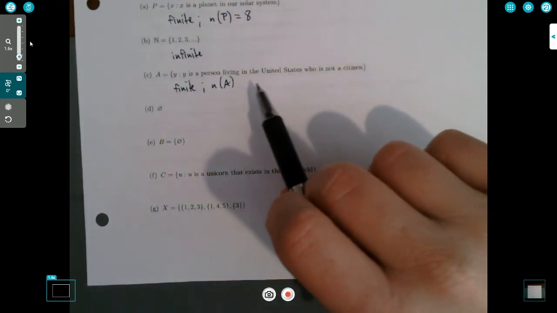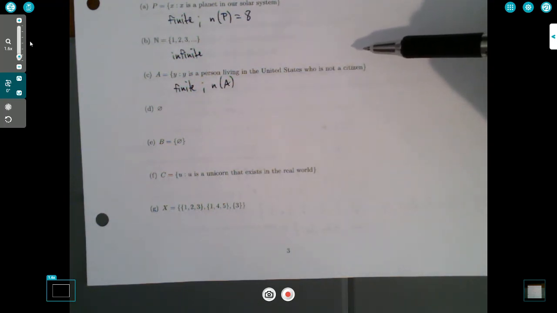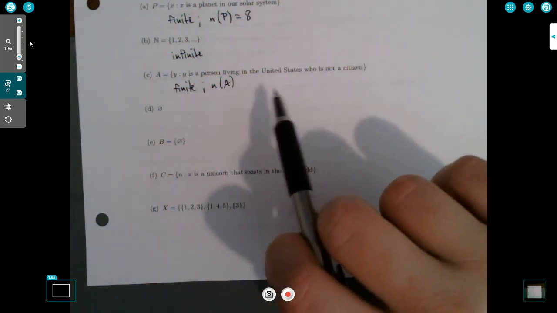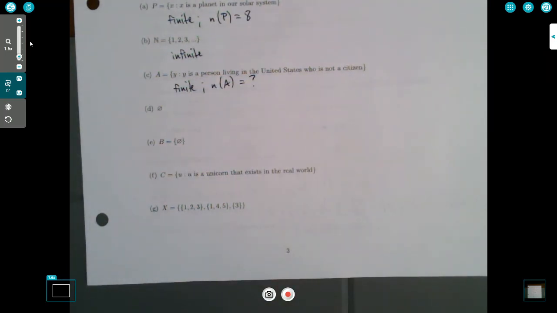So people who live in the United States who are not citizens, this could include undocumented people who live in the United States. It could also include people who are here but who are not citizens but have like a work visa or a travel visa or whatever, right? But a person living in the United States who is not a citizen. So this is finite, but I don't know its cardinal number. You can maybe look it up. Google it. Okay.